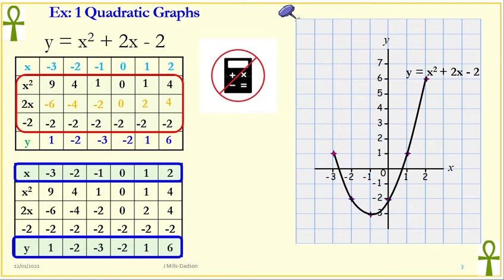Sometimes you may be asked to find out the minimum turning point. As you can see, this is the minimum turning point. So if they want you to find the minimum turning point, you just have to state the coordinates of that point. The minimum turning point of this graph is -1, -3. So this is how you create your own table for a quadratic graph when you are not allowed to use a calculator.